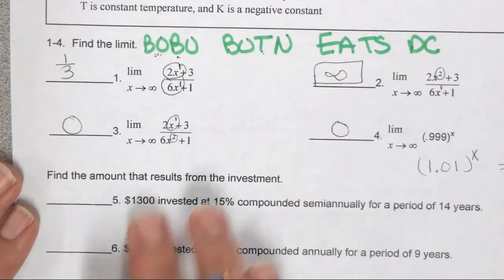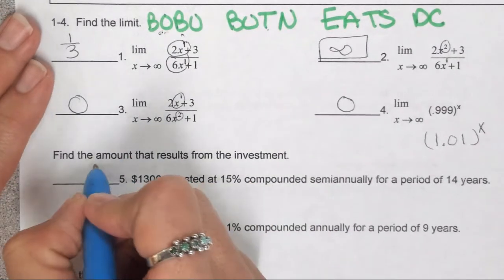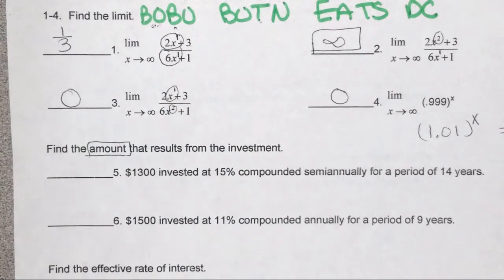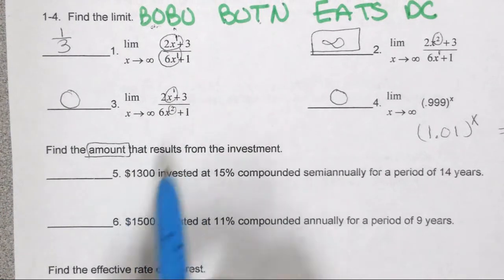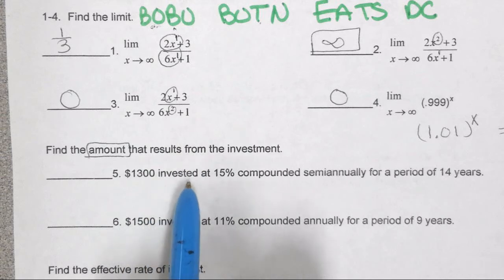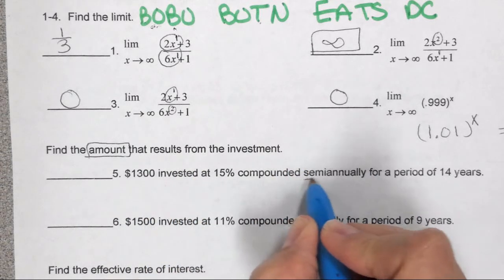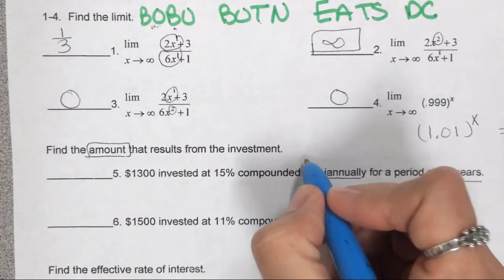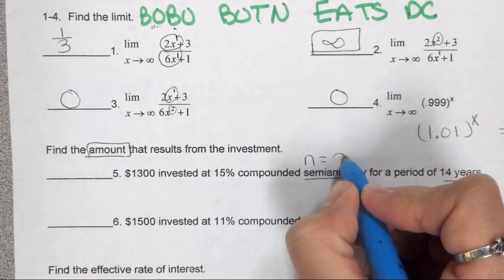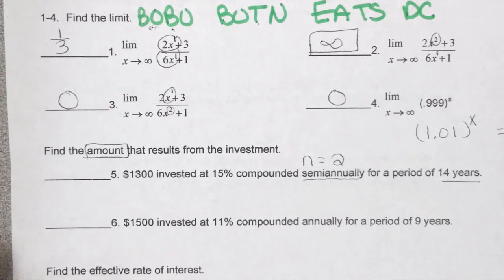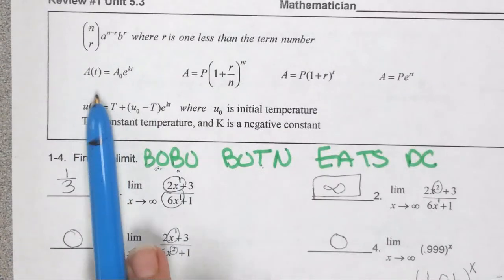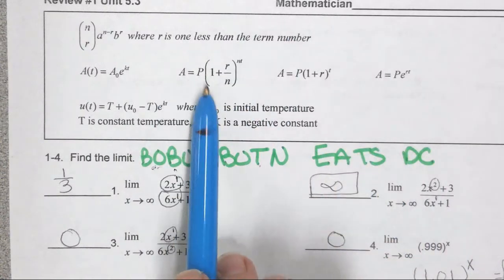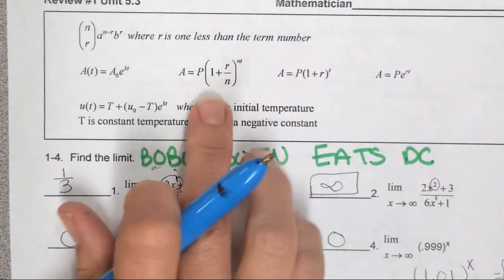Okay, on 5 and 6, for both of these problems, they're asking you to find an amount, which means I'm going to look for a formula that has to do with money. The first one says that we have $1,300 invested at 15% compounded semi-annually for 14 years. You have to remember tomorrow on your test that semi-annually means n equals 2. So I'm looking at my formulas up here, and I want a money formula with an n in it. Well, the only money formula with an n in it is this one right here.